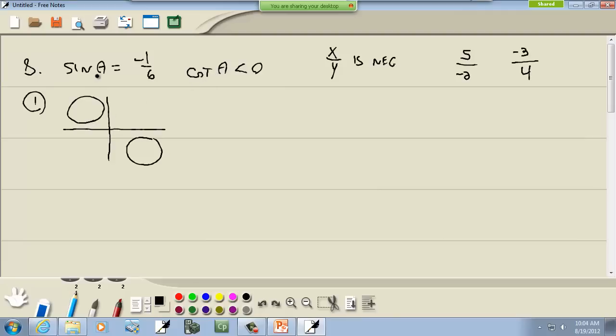Now this one tells us sine is equal to a negative number. Well, sine is a y, so where y is negative is right here and right here. So the quadrant they both have in common is quadrant 4. So that's one we're going to be working with. I didn't need to circle that though. There we go. Okay.